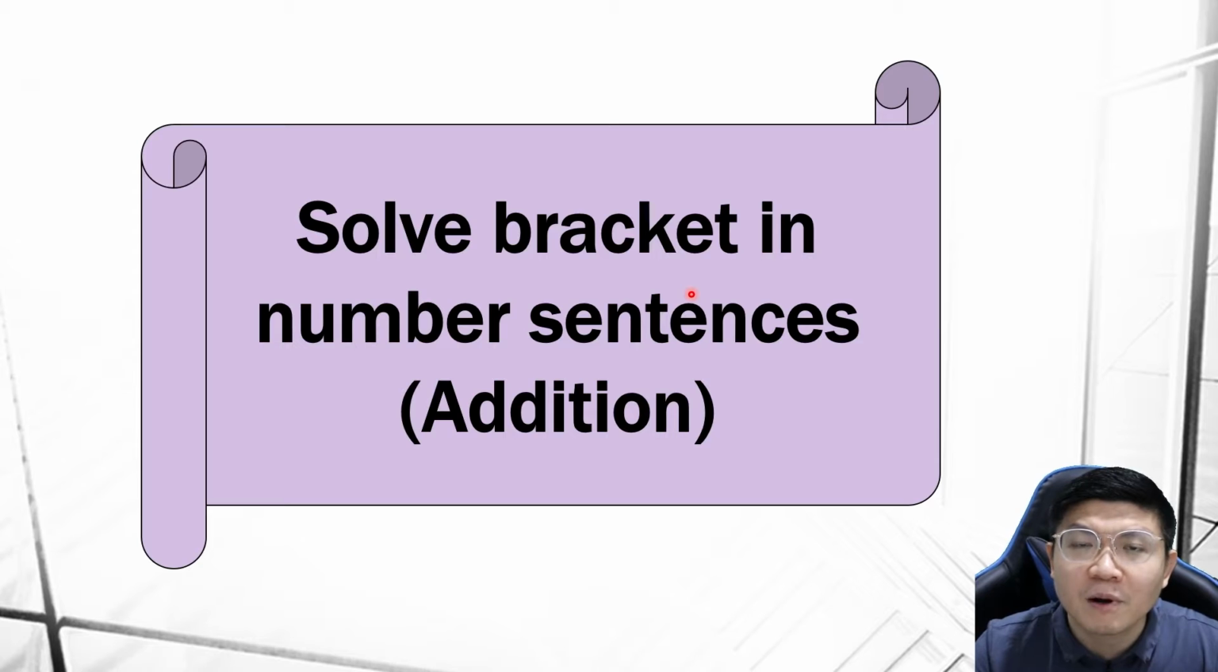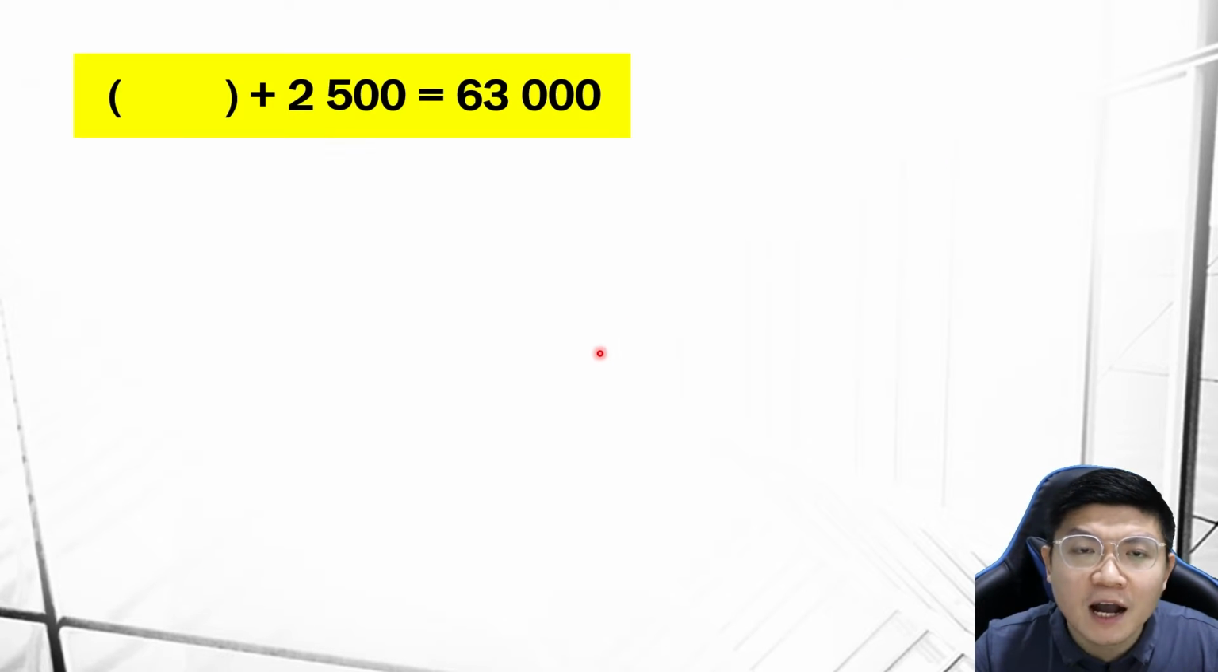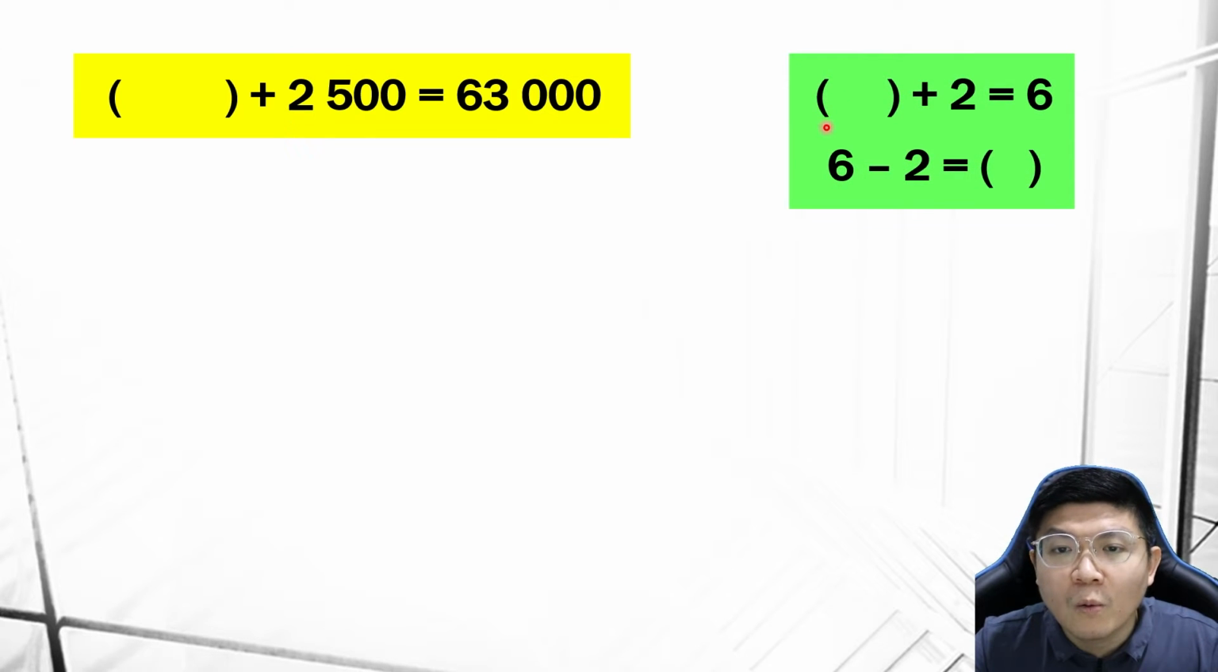Alright, next one, solve bracket in number sentences. Sometimes in the number sentences of addition, there is a bracket that asks you to find the missing number, which might give you a headache, right? So don't worry, I will be sharing how to solve this problem. In order to solve these number sentences, you can imagine a smaller number. What number plus 2 equals 6? Now, this is the total, right? So what number plus 2 can make 6?